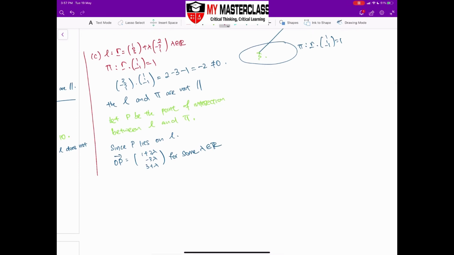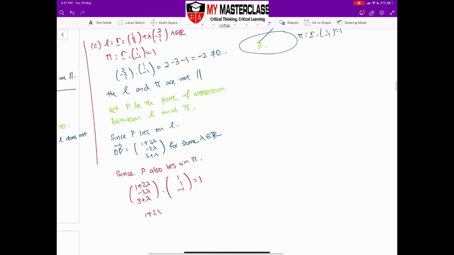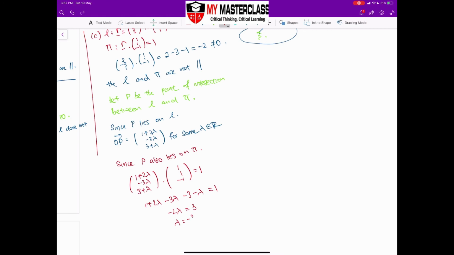Okay, and I can also say that since P also lies on the plane, we learned from the scalar product of the plane that OP, which is (1 + 2 lambda, -3 lambda, 3 + lambda), dot with my normal (1, 1, -1) should give me 1. So I quickly expand: 1 plus 2 lambda minus 3 lambda minus 3 minus lambda should give me 1. With a quick simplification, I get -2 lambda equal to 3. So lambda will be equal to -3/2.